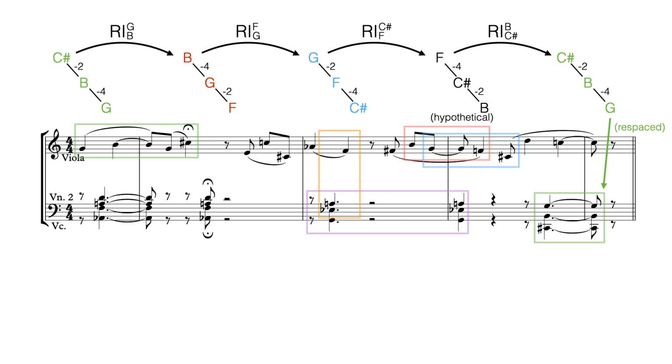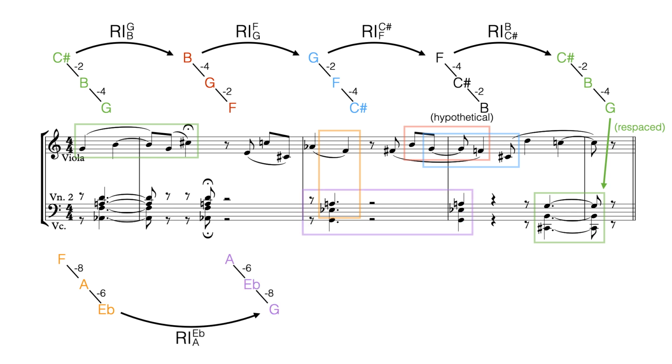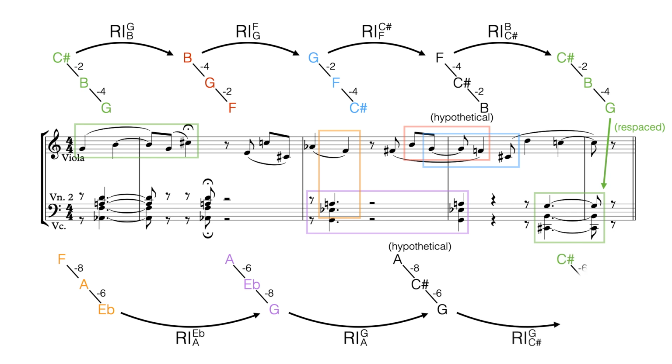In the harmony, still reading from the top down, we have F, A, E flat, overlapped with A, E flat, and G. The chain continues through a missing link, A, C sharp, and G, arriving on the final chord, C sharp, G, B. Again, rearranged as the final chord of the passage.